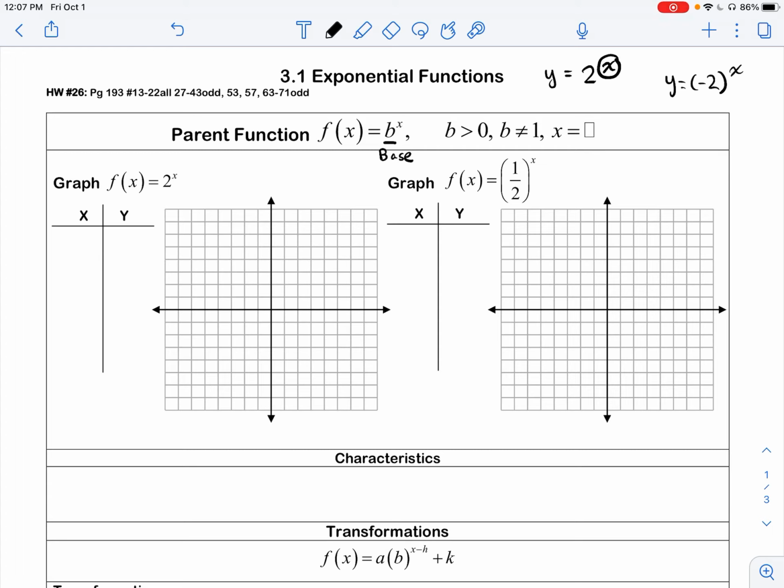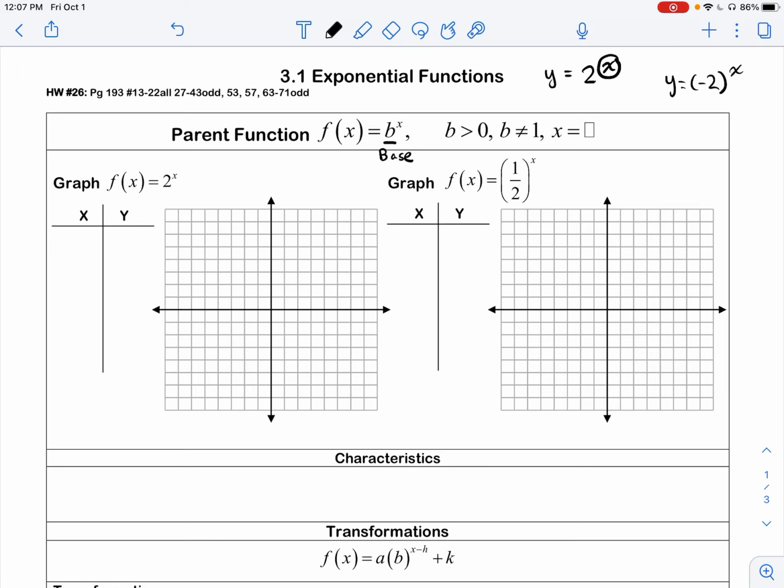As x increases, the outputs of this function are going to oscillate back and forth between positive and negative values that actually increase in absolute value. You would get, when x is equal to 1, negative 2. When x is equal to 2, you get a positive 4, then negative 8, positive 16, and so on. So that's not how an exponential function behaves.